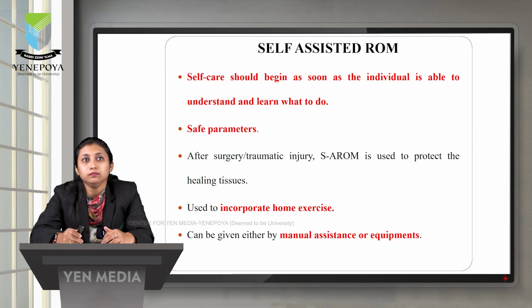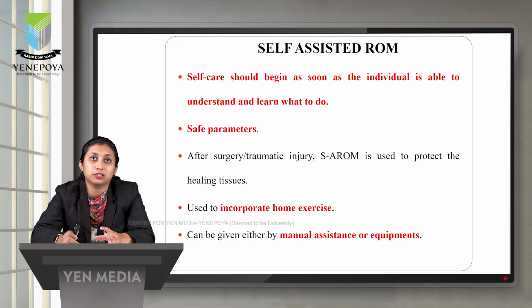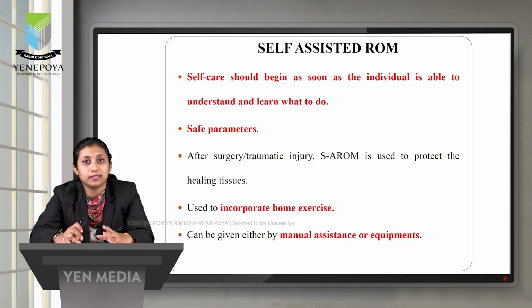Now moving on to the self-assisted range of motion techniques. Self-care should begin as soon as the individual is able to understand and as soon as the patient is able to do some kind of movements by themselves. This has to be done within safe parameters as well. Your patient should learn how to do a particular movement by himself or herself as much as possible. After surgery or traumatic injury, self-assisted range of motion exercise is used to protect the healing process as well. This is almost similar to active assistive, but it is implemented by the self.